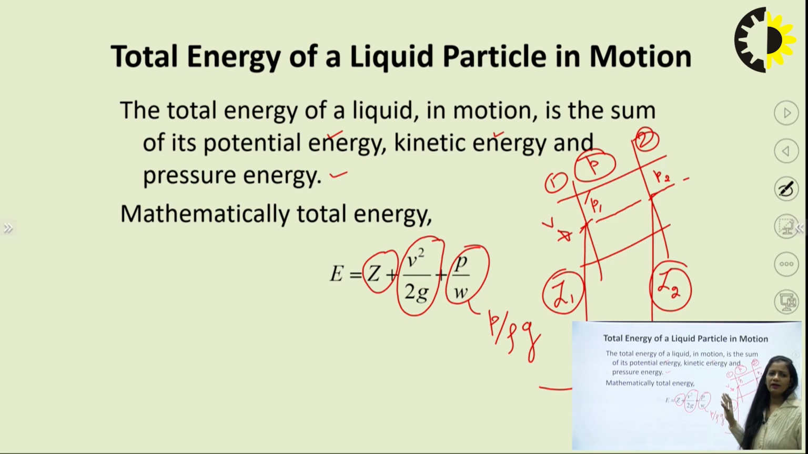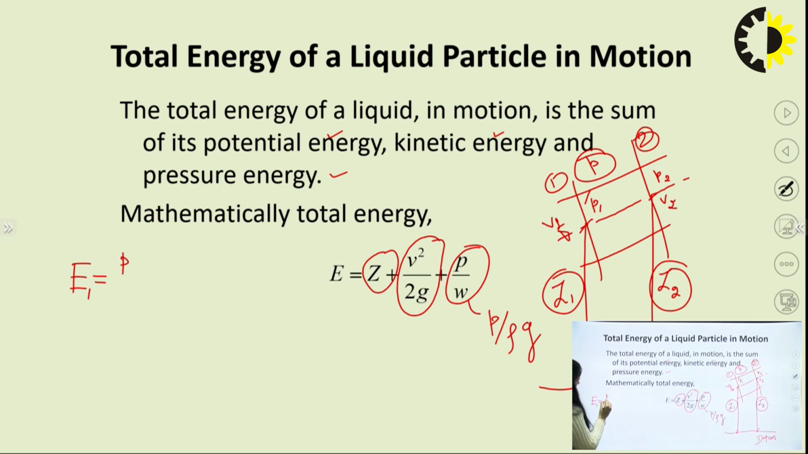Also, let us suppose that the pipe is not symmetrical at all. So again, the velocity at section 1 may be V1, and the velocity at section 2 may be V2. When you write the equation for total energy for section number 1, what you are going to write is E1 equal to P1 by rho g plus V1 square by 2g plus Z1.